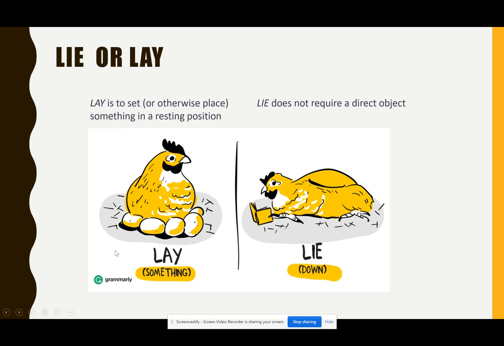Now here's a tricky one. Lie or lay. Lay means to set or place something in a resting position. Lie, on the other hand, does not require a direct object. Lay the book on the table. I will lie down.